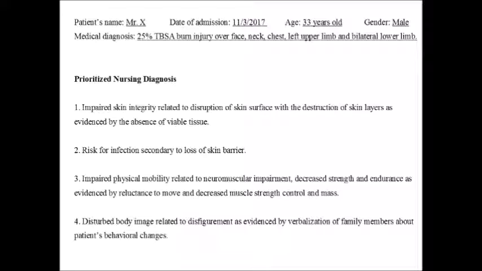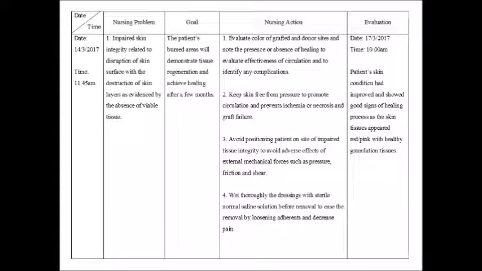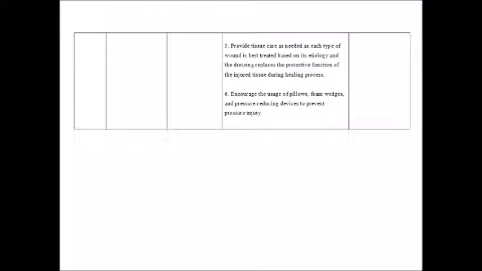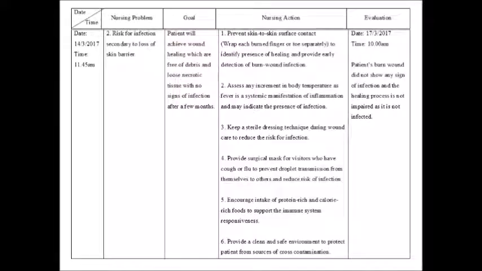We prioritized the nursing diagnoses based on Maslow's hierarchy of needs, which clearly demonstrates the human needs in daily living. The first nursing diagnosis that we chose is impaired skin integrity, related to disruption of skin surface with the destruction of skin layers as evidenced by the absence of viable tissue. The interventions that we chose are basically to promote wound healing process and also improve patient's skin condition. The second one is risk for infection secondary to loss of skin barrier. The interventions for this nursing problem are focused on the prevention of infection to the patient's wound.